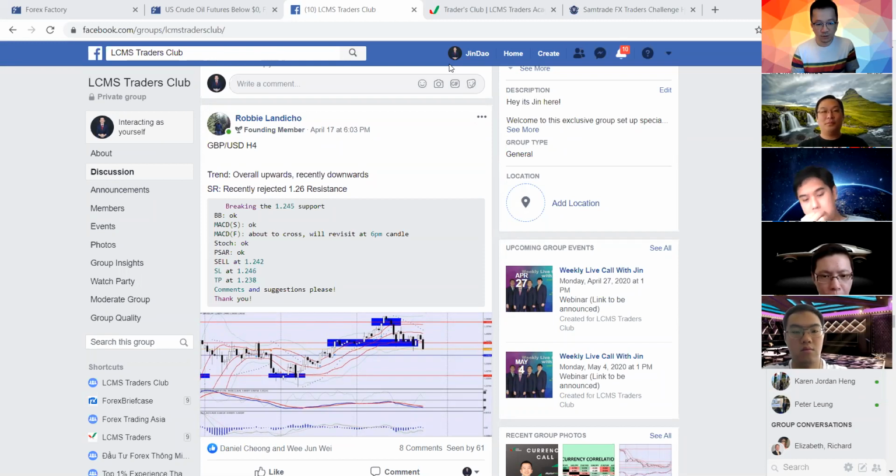WTI USD, we trade a spot, right? If you're trading, you need to check. Sometimes we are trading on spot. Sometimes we could be trading on the future prices as well. So double check on that. Put it in the LCMS Traders Club and we'll answer that.